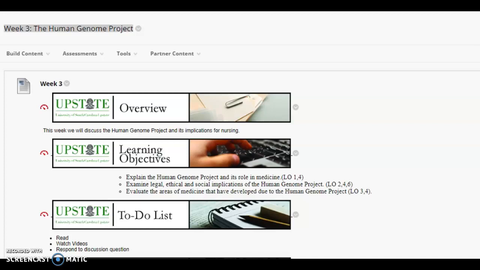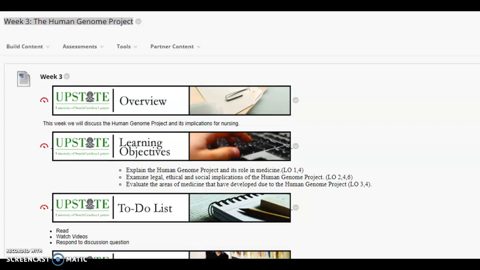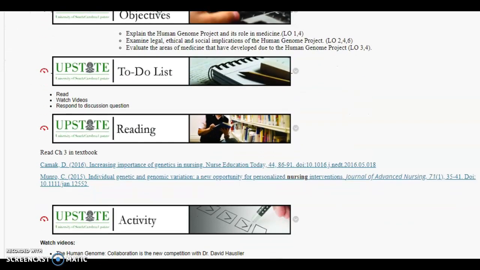This week we're going to talk about the Human Genome Project and its implications for nursing. So the objectives are to explain the Human Genome Project and its role in medicine, examine legal, ethical, and social implications of the Human Genome Project, and evaluate the areas of medicine that have developed due to the Human Genome Project.